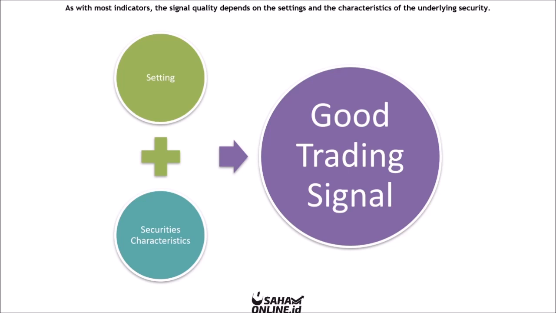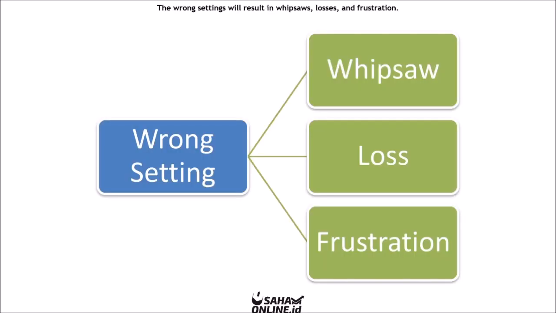As with most indicators, the signal quality depends on the settings and the characteristics of the underlying security. The right settings combined with decent trends can produce a great trading system. The wrong settings will result in whipsaws, losses, and frustration.